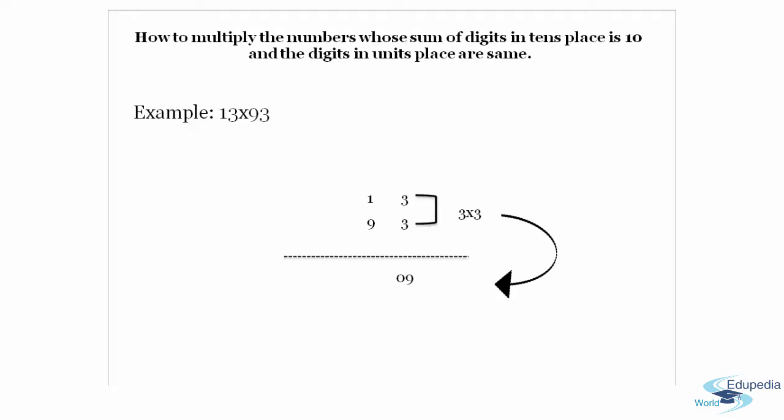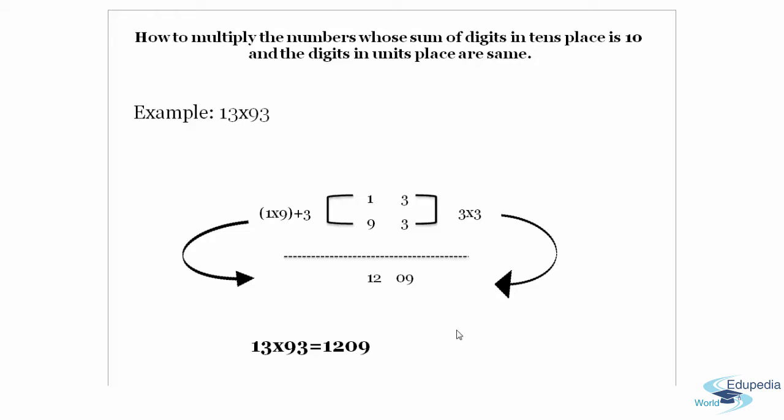Now move on to the remaining digits in the tens place. In the tens place we have 1 and 9. Step number 2 of the technique says that you multiply the digits in the tens place and add the digit in the ones place. If you multiply 1 and 9 you get 9, and if you add 3 you get 12. Write that below the horizontal bar on the left side. If you club both these answers, you get the final result: 13 into 93 is equal to 1209.